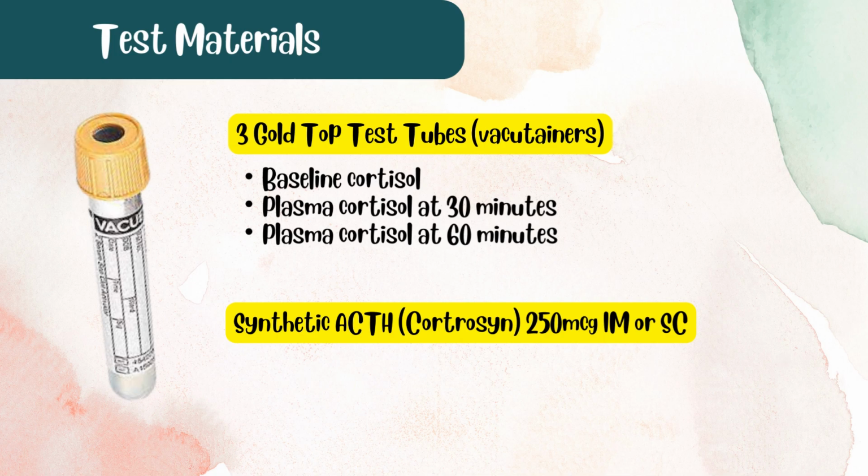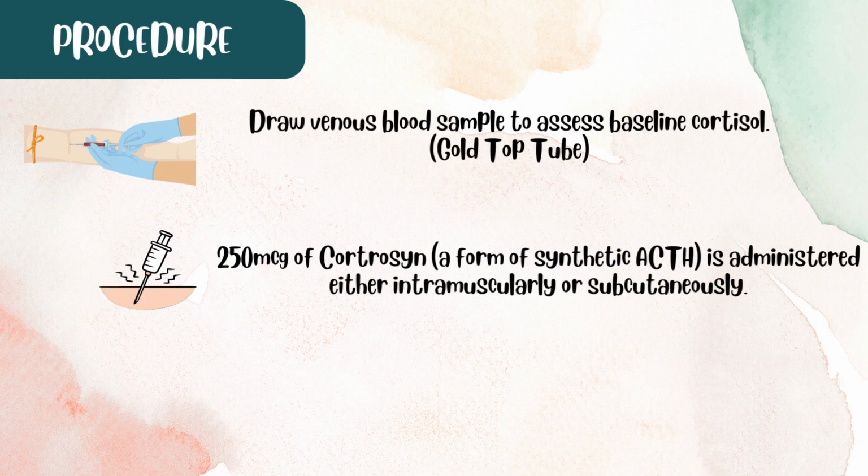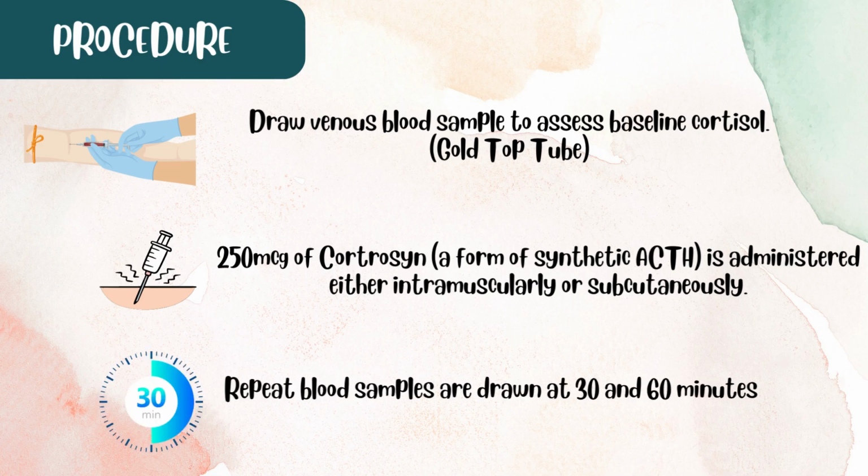The materials needed for the test include 3 gold top tubes. They should be labeled for the collection of serum cortisol at baseline, 30 and 60 minutes. The test can be performed in either the outpatient or inpatient setting. A venous blood sample is drawn to assess baseline cortisol. 250 micrograms of cortrosyn, a form of synthetic ACTH, is administered either intramuscularly or subcutaneously. Repeat blood samples are drawn at 30 and 60 minutes.